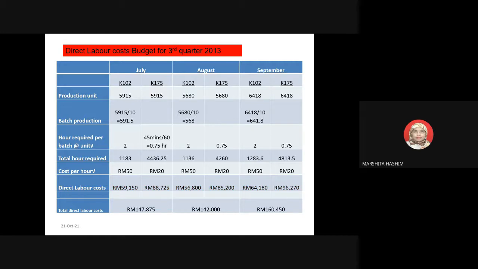Finally, you total up both figures, then you will get the labor cost for July, August, and September. So if you prepare the tables separately, that means you must show your calculation outside the table. You total up: labor cost for July, how much? Labor cost for August, how much? And September, how much?